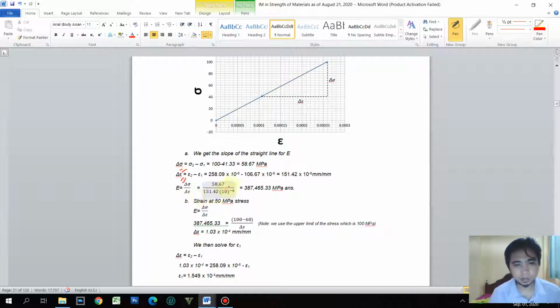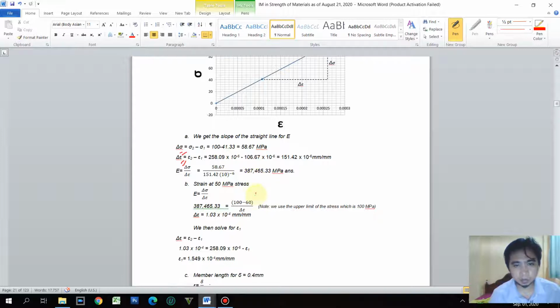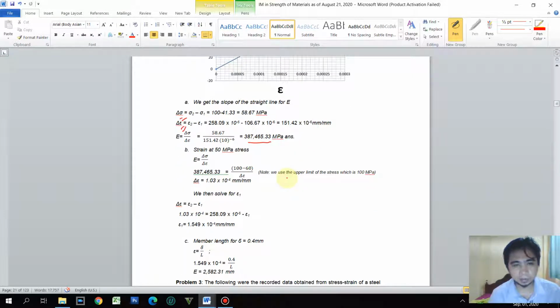So here we're going to have 58.67 all over the strain 151.42. Then we will come up with this value, 387,465.33 megapascal.